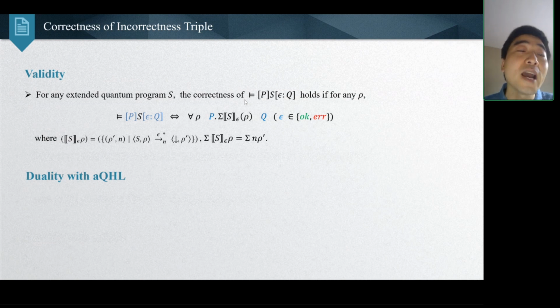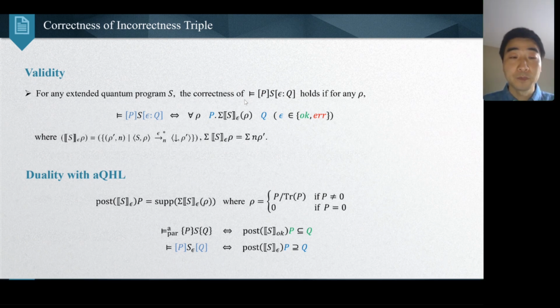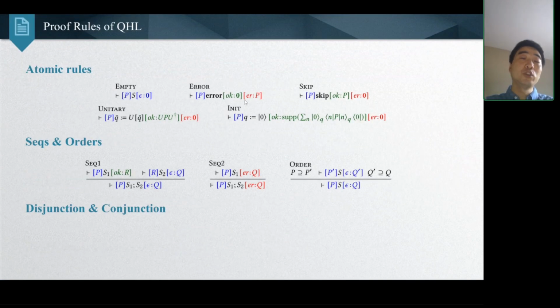And the validity is that for any program, the correctness formula P S Q holds if for any rho that satisfies P, the output of S on rho satisfies Q, for if it is OK or error. Here this output is just the semantics. We define the duality between this formula and the applied quantum Hoare logic, and we introduce the proof rules.